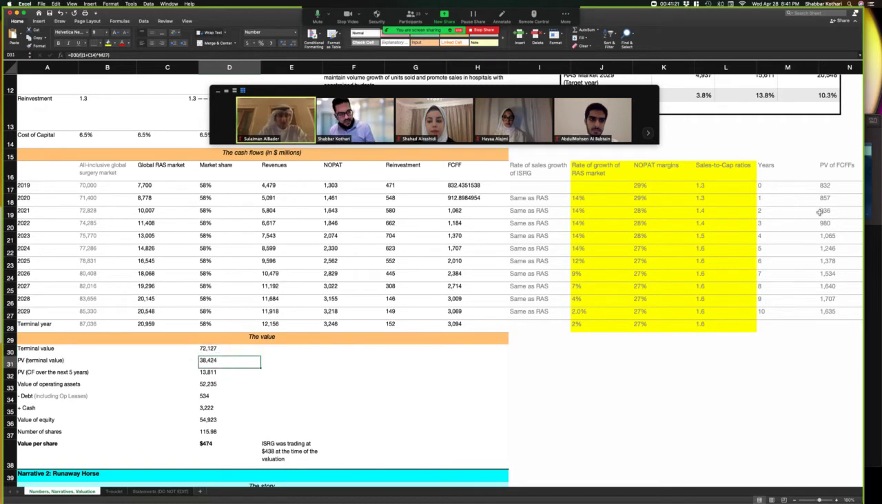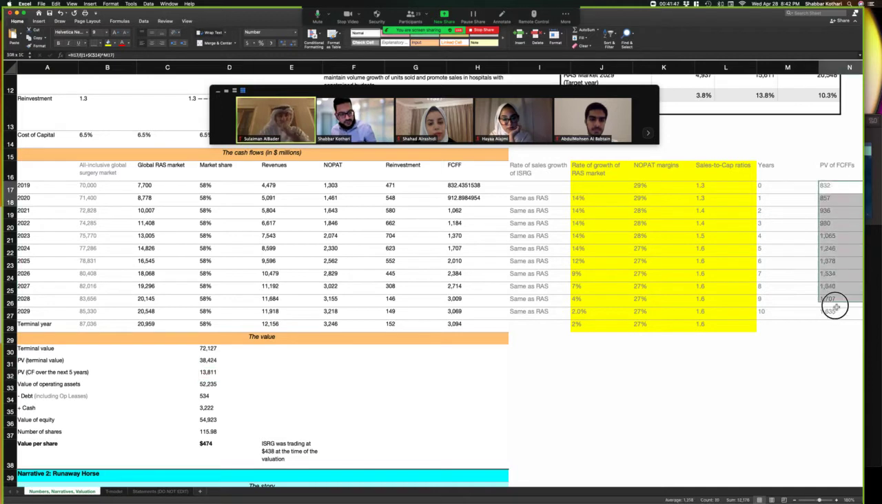You take those free cash flows that we did earlier, sum them up. I beg your pardon, I made a mistake there. The terminal value, the $72 billion, is as of 2029. You have to discount that too, down to today. When you do that, you get $38 billion.